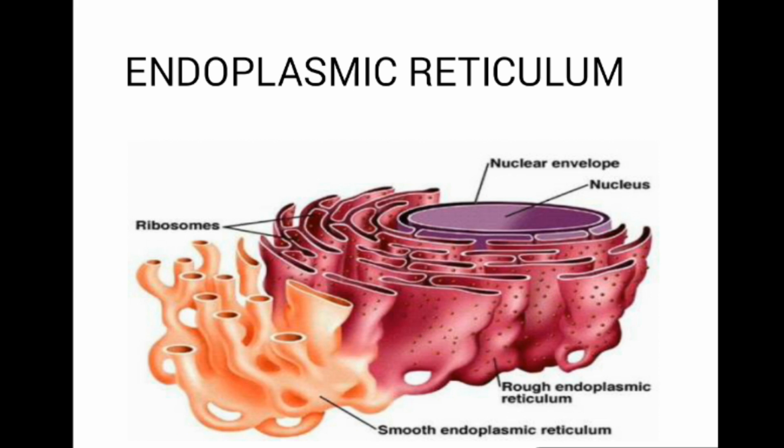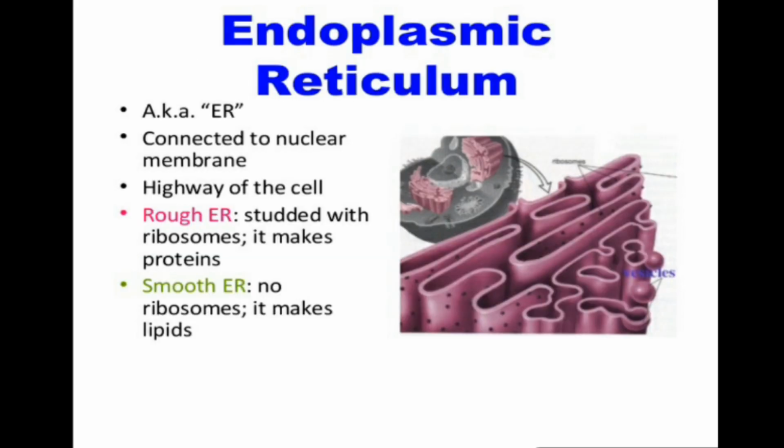Whereas in the smooth endoplasmic reticulum there are no bumps or ribosomes, hence they have a very smooth appearance. Endoplasmic reticulum is commonly called ER and is also called the highway of the cell. The rough endoplasmic reticulum, because they have ribosomes attached to them, is responsible for protein synthesis, whereas the smooth endoplasmic reticulum usually just goes on creating lipids.